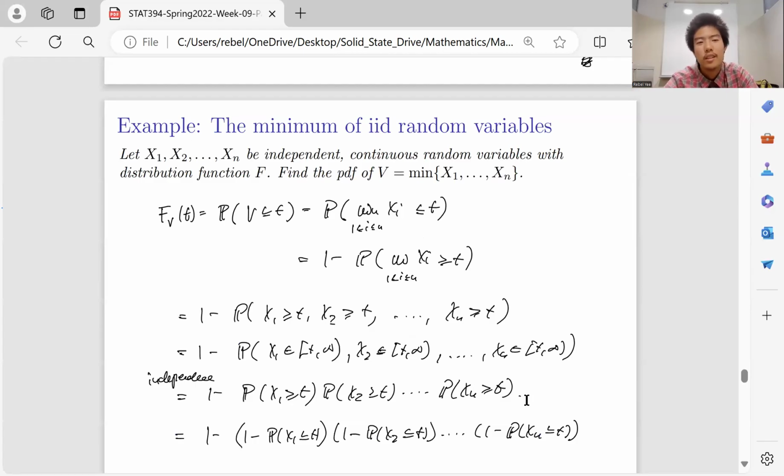And there's another example. This example is the minimum of IID random variables. IID, remember, stands for identical independent distribution. So let's go through this example together. The first condition is there are x1, x2 to xn, independent continuous random variables with the same distribution F. And we want to find the PDF of V, and V here is the minimum of all of these random variables.